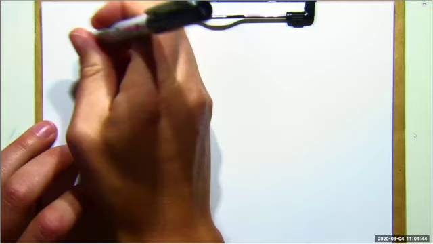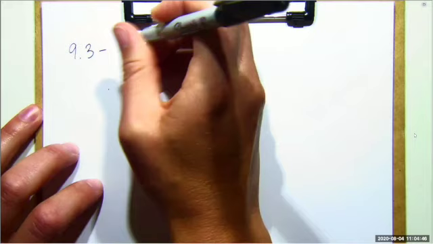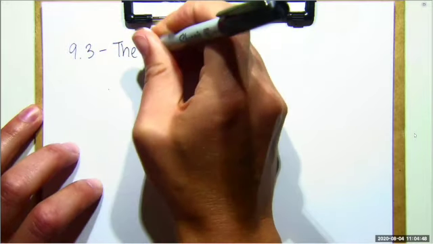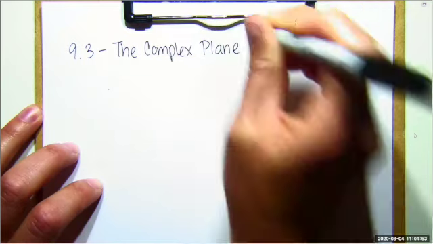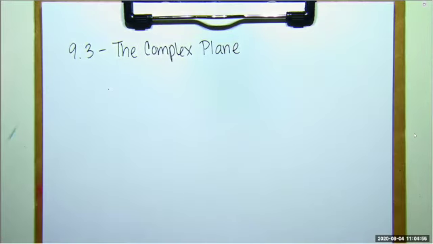Okay, so section 9.3 is on the complex plane. In section 8.7, we learned about complex numbers, and maybe you're wondering how this all relates to trigonometry and what we've been doing for the last couple chapters, and we'll see that in just a minute here.